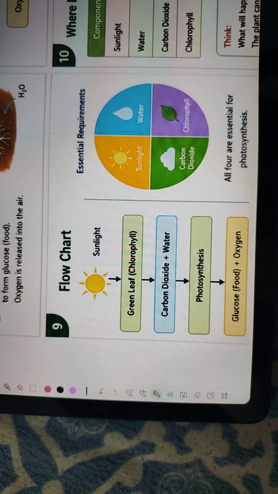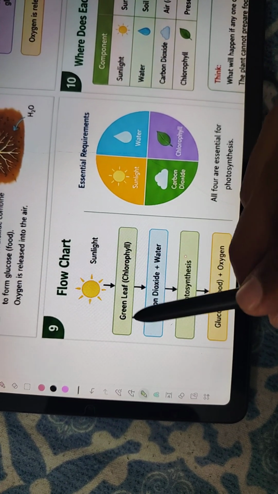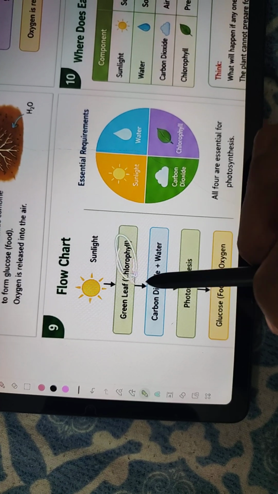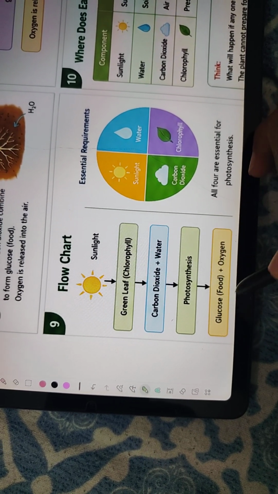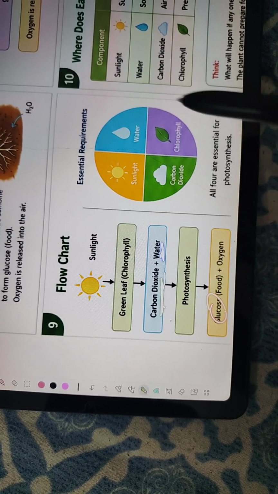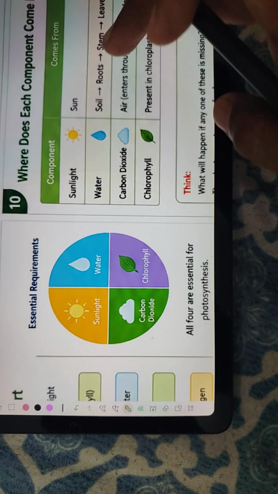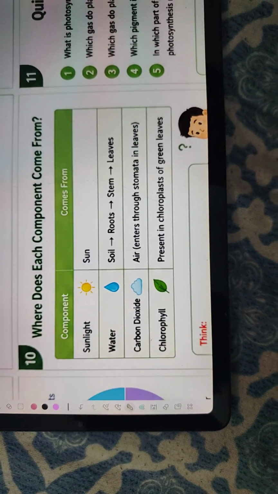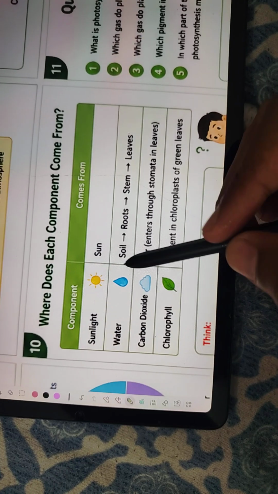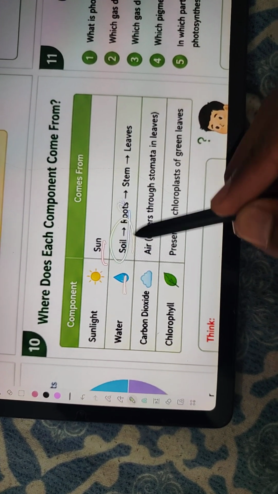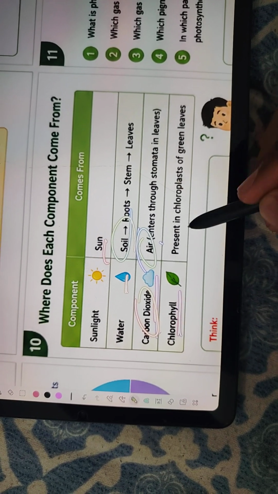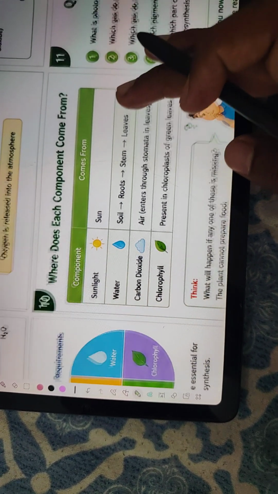So photosynthesis is a process by which green plants which have chlorophyll produce glucose, and what they absorb is water and CO2. Okay, so where does each component come from? So sunlight, सनलाइट आता है सन से, वाटर आता है सॉइल से, और कार्बन डाइऑक्साइड आता है एयर से, और क्लोरोफिल जो रहता है वो ग्रीन लीव्स में प्रेजेंट रहता है.